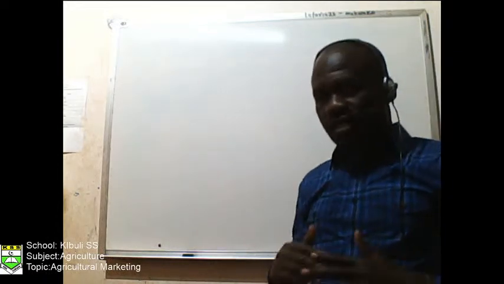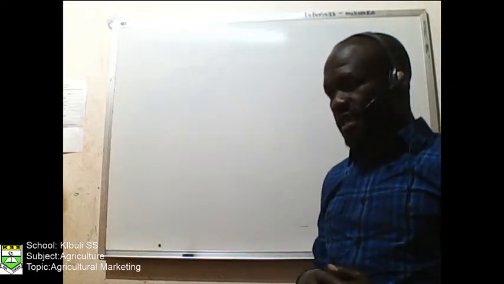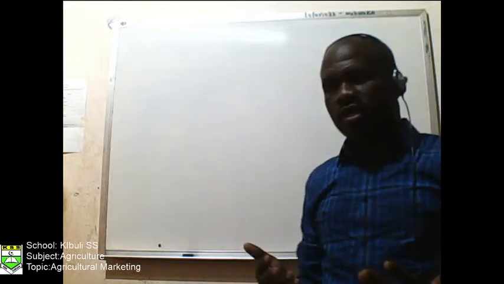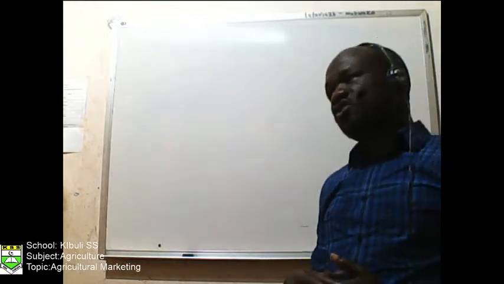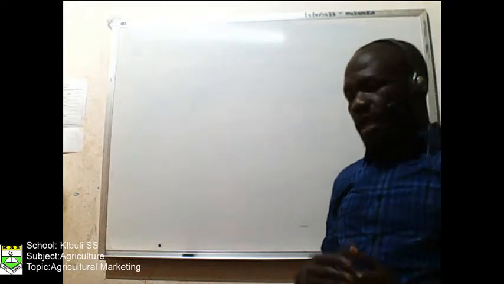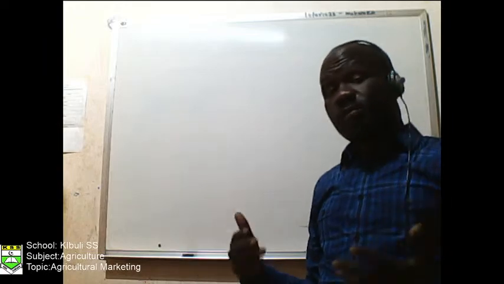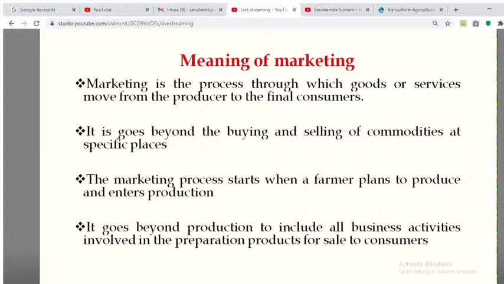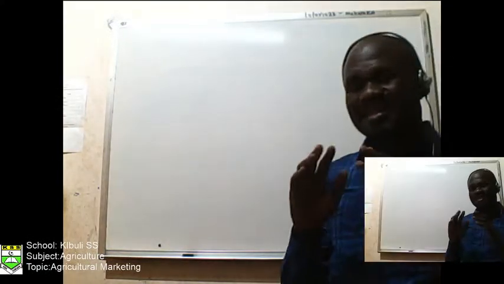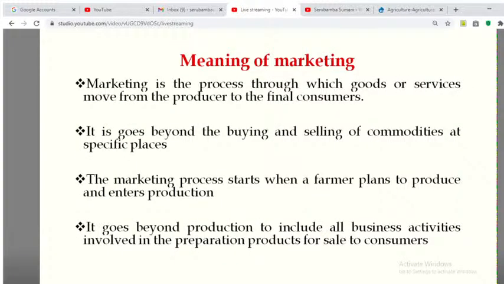So I want us to have that clear right from the beginning, that marketing is different from buying and selling. Though buying and selling is part of marketing, like I'm saying, it involves decision making on what you're going to produce, going into production of that particular item or commodity that you want to produce, up to the time that product reaches the consumer. Okay, well, if you can see on your screen there, we're saying that yes, it goes beyond buying and selling to include your planning, and it goes beyond production to include all activities that are carried out in order to move this product from the farm till it reaches that final buyer. That is what marketing is. All those activities involved in the movement of the product from the farm up to when it reaches the final consumer or the final buyer.